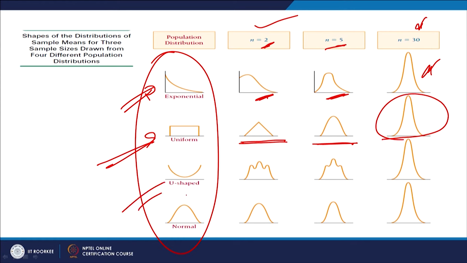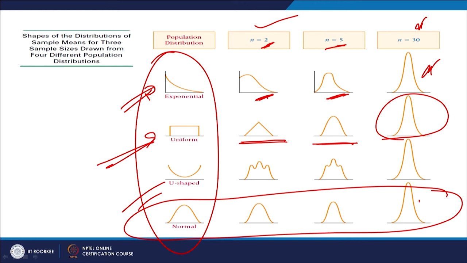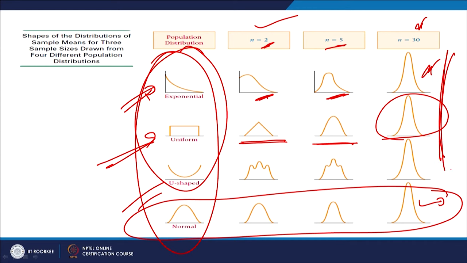Similar is the case with U-shaped distribution and normal distribution. Of course, in the case of a normal population, this will be normal, but in the case of a non-normal population as well, your sampling distributions are normal, right. So this is quite an important slide, which will give you an idea about the shape of the sampling distribution even if the population is non-normal. But we have to take a decision on how large the sample size should be.